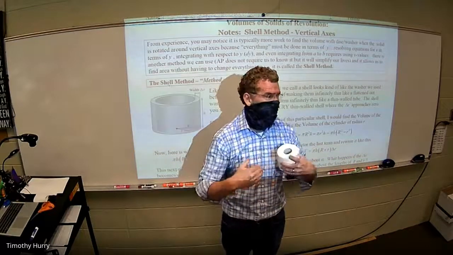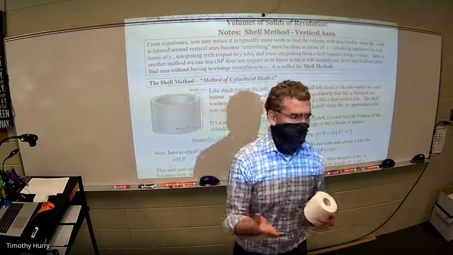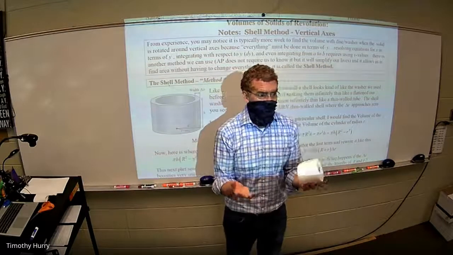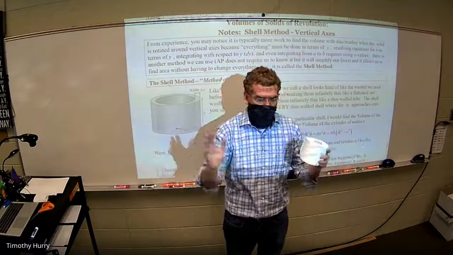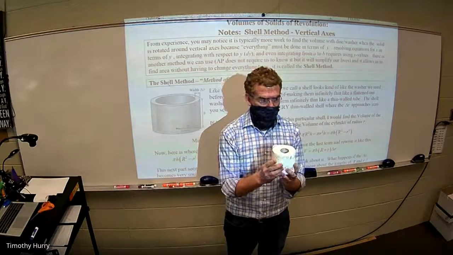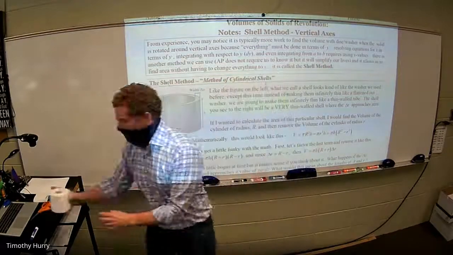So it usually can be done with one integral. Now, there are times it takes two integrals, just like there are times when the disk washer method may take 3 or 4 integrals, depending on what the outer is, what's happening with this radius. Are you seeing that? Okay, so here's what we're going to be doing.